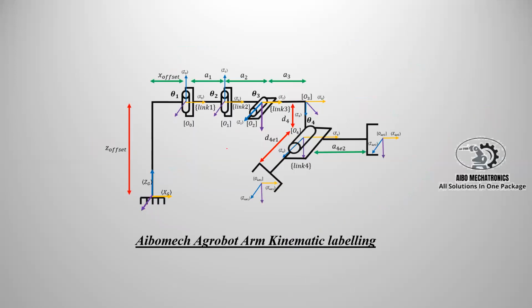This is the labeling. As you see from the previous slide, we have 4 joints. This is the first joint, second joint, third joint, and fourth joint. As we can see, this is the axis. This is, for example, Z0, X0, and Y0.